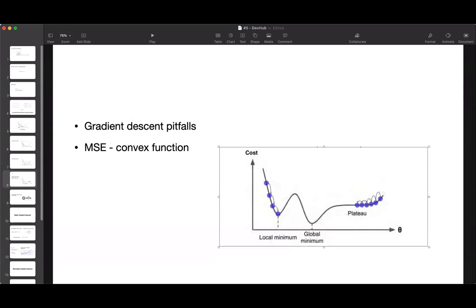Now the MSE cost function, fortunately, which we are using, happens to be a convex function. So what does a convex function basically mean? It means that if you pick any two points on the curve, the line segment joining them will never cross the curve. This is what a convex function is. So this implies that in this MSE function, there are no local minima. Since this is a convex function, there is just one global minimum.